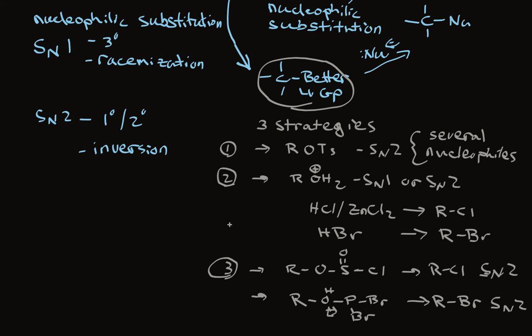So if you have a tertiary alcohol and you want to convert it using nucleophilic substitution, you'll be looking at strategy number 2. If you have a secondary or primary alcohol and you'd like to use nucleophilic substitution, you can be using strategies number 1, number 2, or number 3. There are far more options.